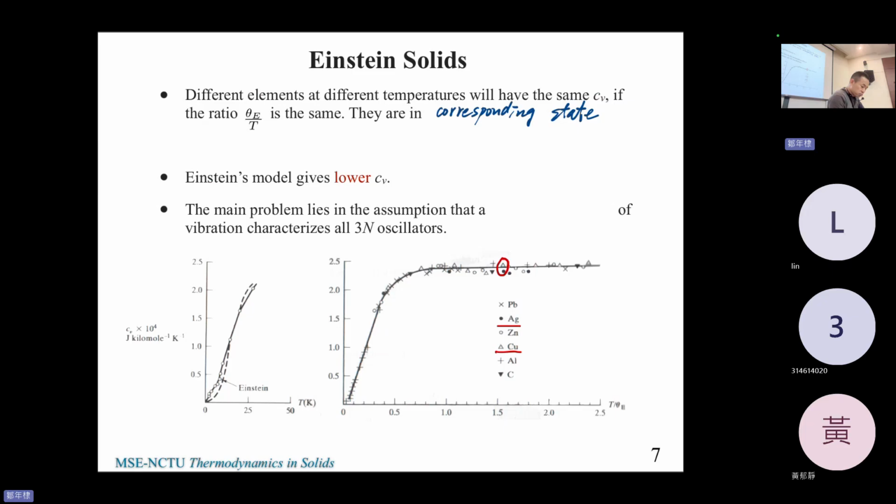Now, so we will say these two points are in the corresponding state. Then if we take a closer look at 0K, we find that the dots are the major result, but the dashed line is the Einstein result, and the Einstein result gives a lower CV, which is not good. We are going to change it.